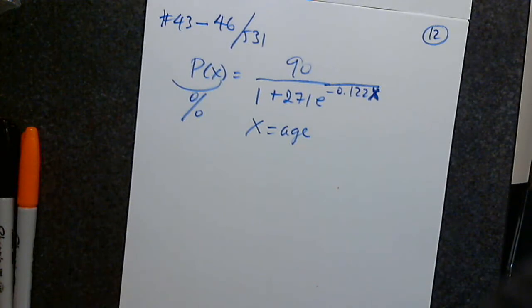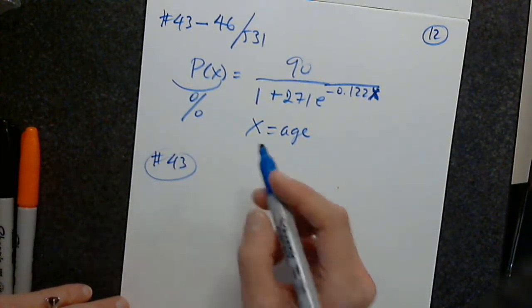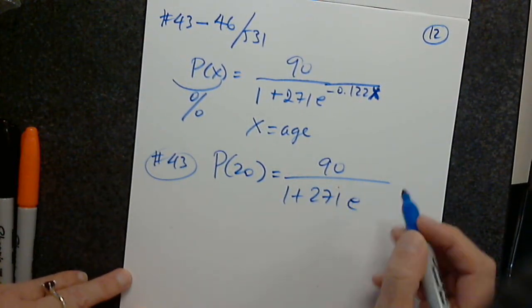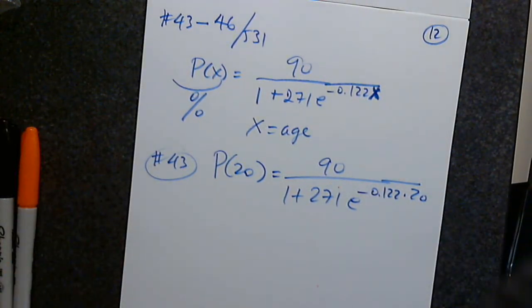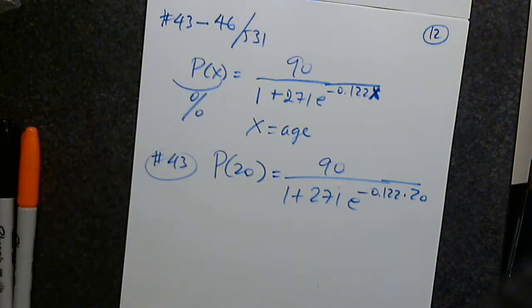So, good. Okay, so here's the first question. What percentage of 20-year-olds have some coronary heart disease? So this is 43. What am I asked to do? Very good. P of 20 equals 90 over 1 plus 271e to the negative 0.122 times 20. Be very careful how you plug this in. It's not an easy situation. We need parentheses for the power. We need parentheses around the denominator. Luckily, we don't have any operations at the top, so you don't really need parentheses around 90.